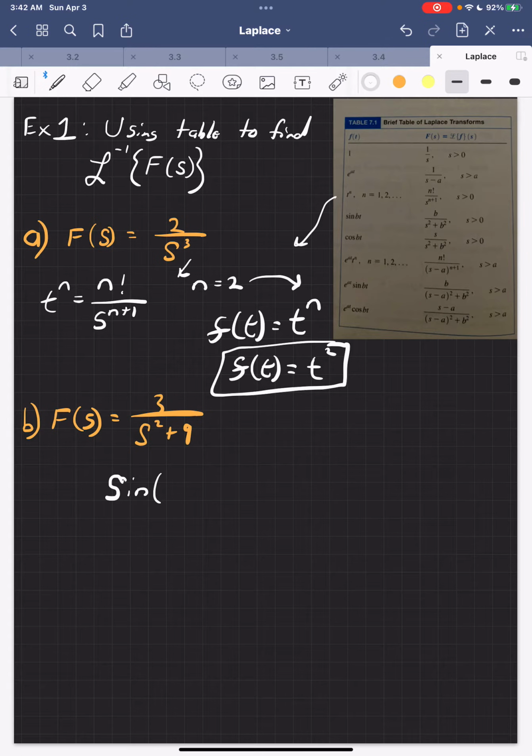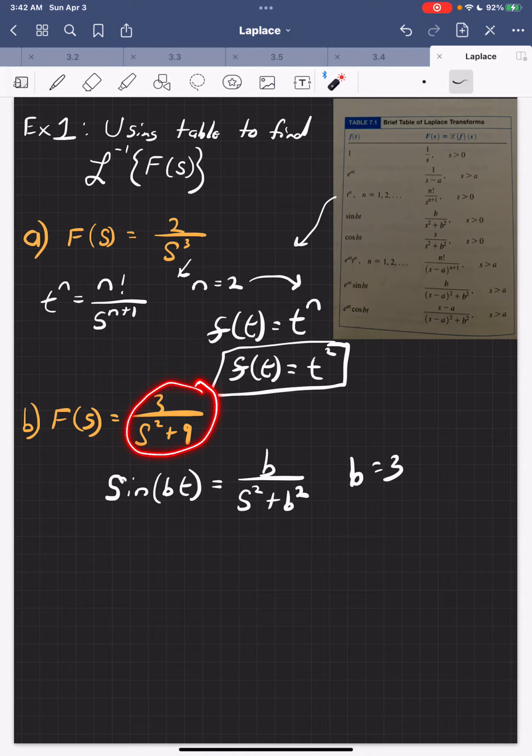So sine of bt was equal to b over s squared plus b squared. Now that fits the role, right? As long as b is equal to 3, then we can produce this f of s from this rule, right? So if b is equal to 3, you would have 3 here, and then 3 squared is 9. So that does match up perfectly. So b must indeed be 3.